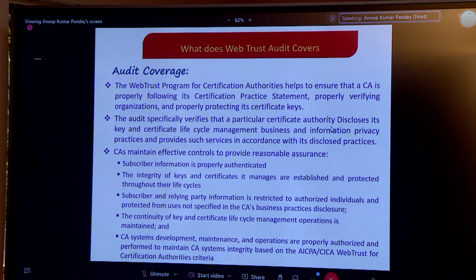The CA maintains effective controls to provide reasonable assurance that subscriber information is properly authenticated, and that the integrity of keys and certificates it manages is established and protected. Subscriber and relying party information is restricted to authorized individuals only, and it is protected. Continuity of key and certificate lifecycle management operations is maintained properly. CA systems development and maintenance operations are properly authorized as per the expectations and requirements of AICPA and CICA.